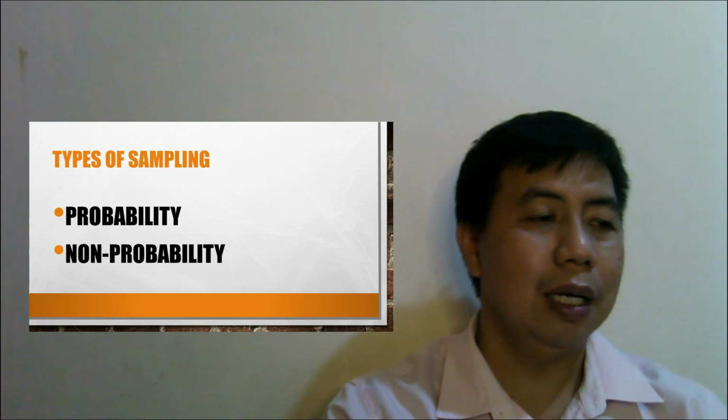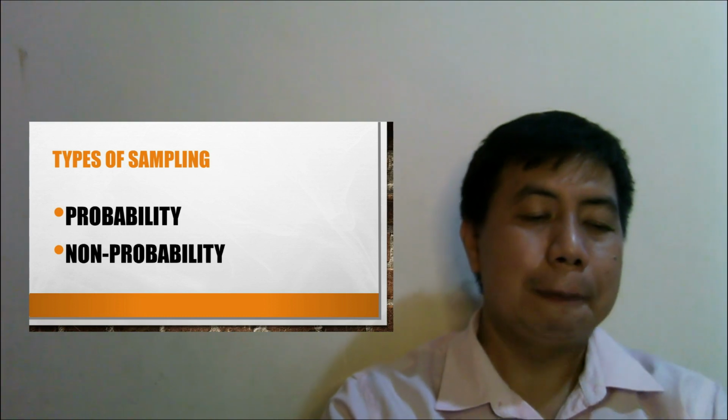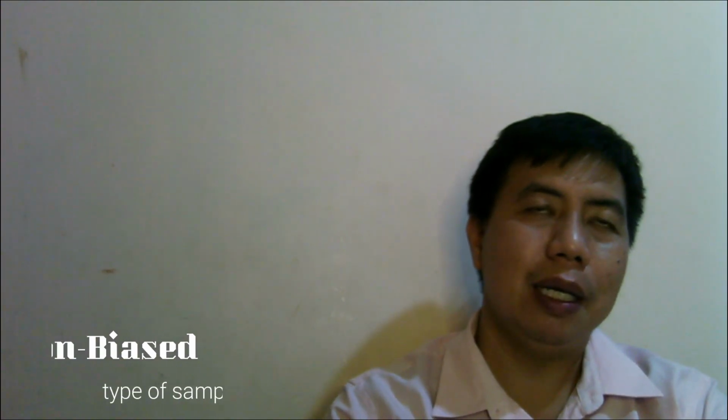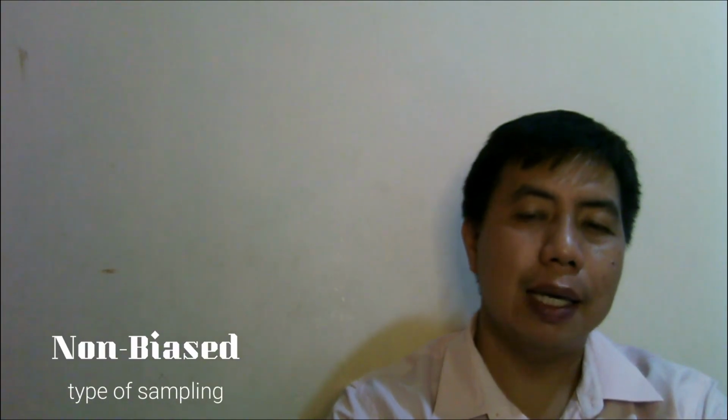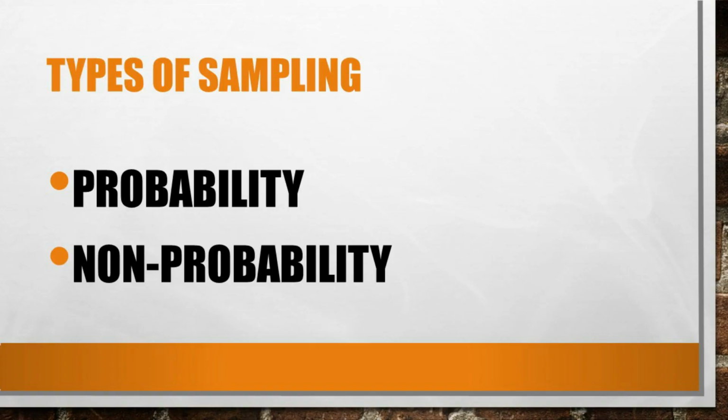Okay, non-biased ito kasi usually mas credible. Okay, but or probably it is a non-biased type of sampling. Pero pag sinabi naman natin non-probability, okay, it is a biased type of sampling. So later on makikita natin kung bakit na biased ito maya-maya.